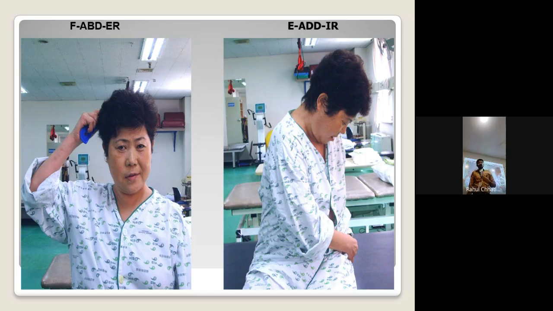So for teaching the patient to use that affected limb for the opposite activities also, these PNF patterns will be helpful. That is D2 extension and D2 flexion.